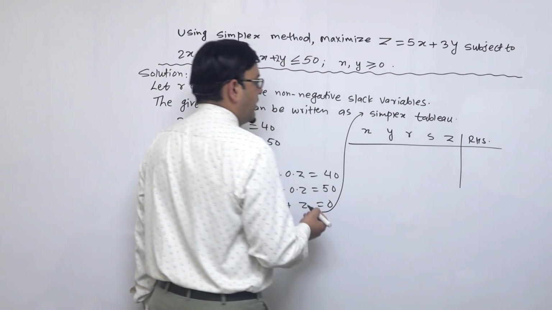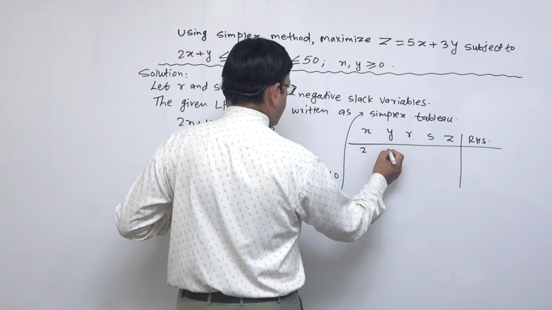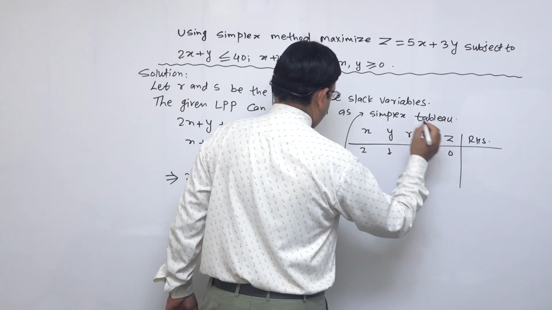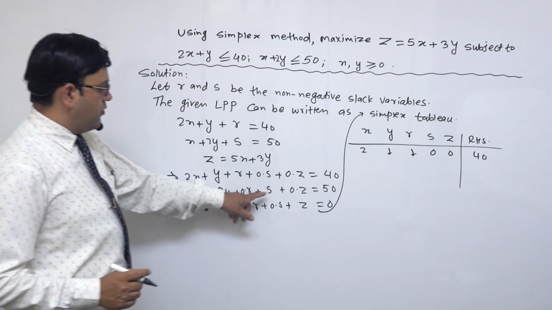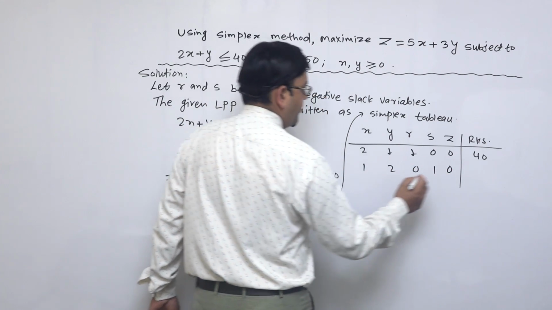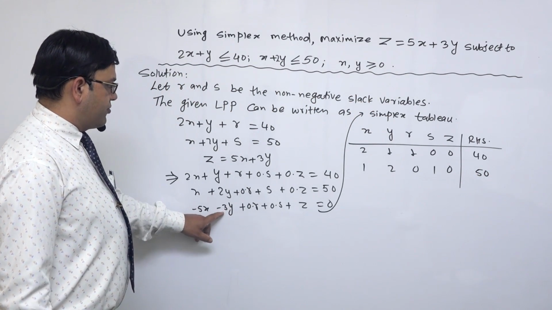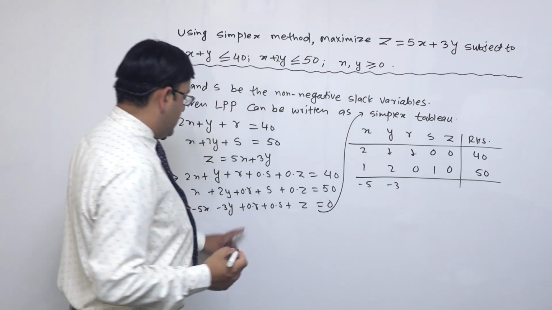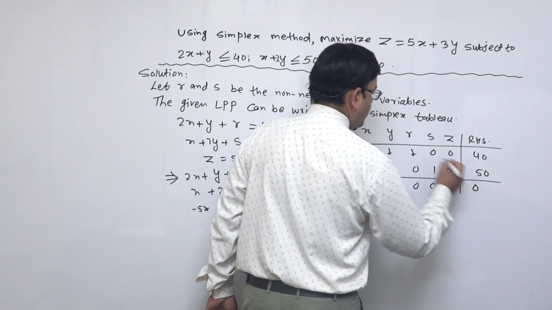So let's look here. What is x? The coefficient of x is 2, so 2, and then here is 1. Then r is 1, s is 0, z is also 0, equal to RHS 40. Similarly, we have 1, 2, 0, 1, 0, equal to 50. Again we have minus 5, minus 3, and then 0, 0, 1, z is 1 there, so equal to 0.